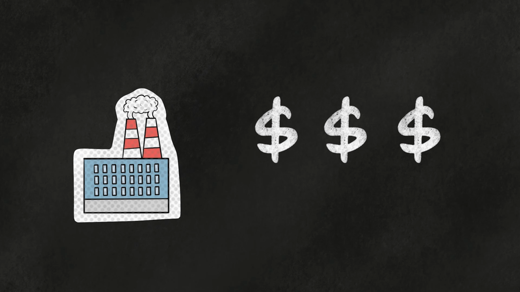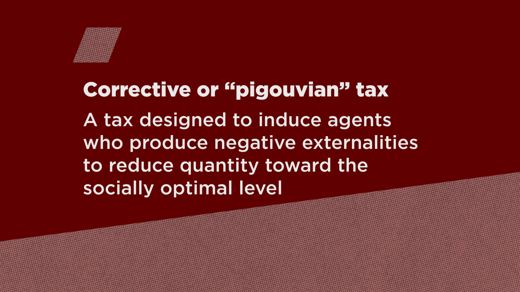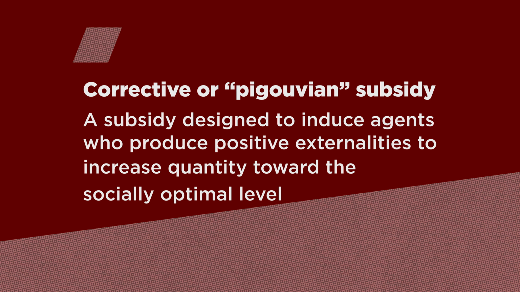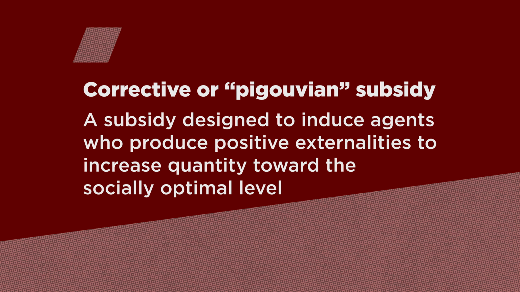One way to do this is through taxes on the production from the plant. These kinds of taxes are called corrective or Pigouvian taxes. A corrective tax is a tax designed to induce agents who produce negative externalities to reduce quantity towards the socially optimal level. The same reasoning that holds for negative externalities applies to positive externalities. The government can also use corrective subsidies or Pigouvian subsidies to internalize the externality. A corrective subsidy is designed to induce agents who produce positive externalities to increase quantity towards a socially optimal level.